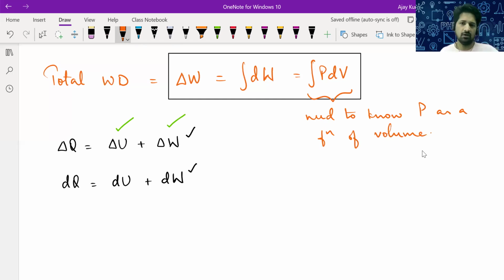Okay, then you can tell how much is the work done. You write that function there, you substitute limits, you will get the work done. So we know how to calculate change in internal energy, we know how to calculate work done. And if you know how to calculate these two, delta U and delta W, indirectly you know how to calculate delta Q, right?